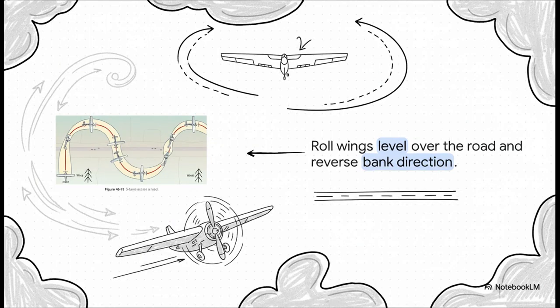Turns across a road demand the exact same logic. You're trying to fly a series of equally sized semicircles on either side of a road that's running perpendicular to the wind. Just like before, you enter downwind, making your steepest turn. But the crucial difference here is the transition. The moment you cross directly overhead that road, you have to quickly roll the wings perfectly level and then immediately reverse your bank direction, shallowing it right out as you turn into the upwind leg.